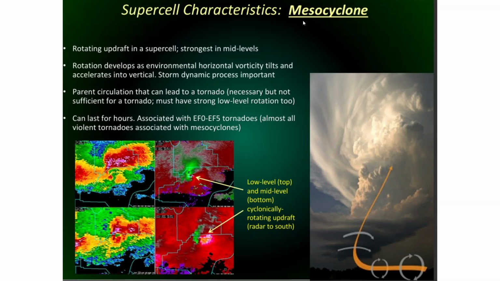Now here are the characteristics of a mesocyclone. A mesocyclone is a rotating updraft in a thunderstorm, which is typically strongest in the mid-levels. Rotation develops as environmental horizontal vorticity tilts and accelerates into the vertical. Storm dynamic processes are important.